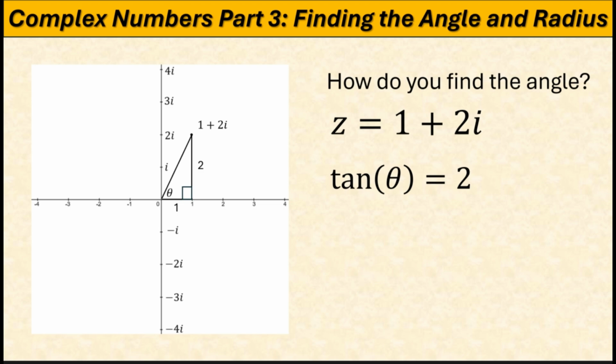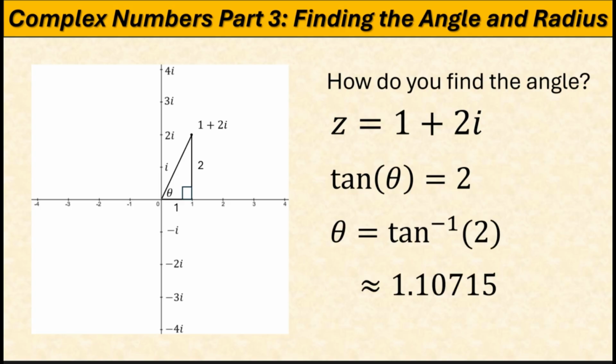Also, the reason we are using the tangent function instead of the sine or cosine function is because the sine and cosine functions use the leg and the hypotenuse, while the tangent function only uses the legs. And since it is really easy to find the legs of a complex number, it is more convenient to use the tangent function.